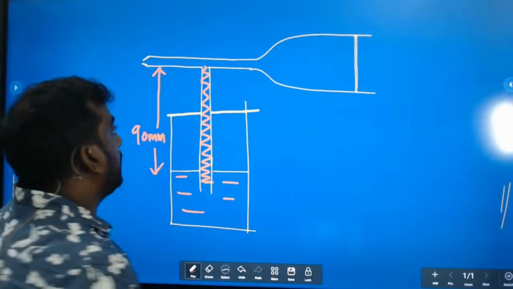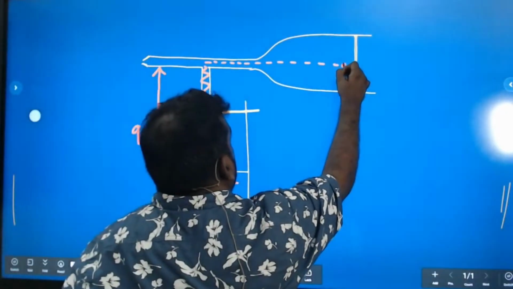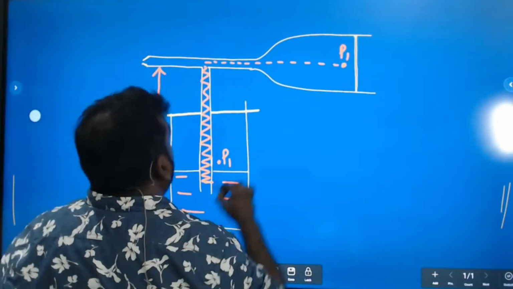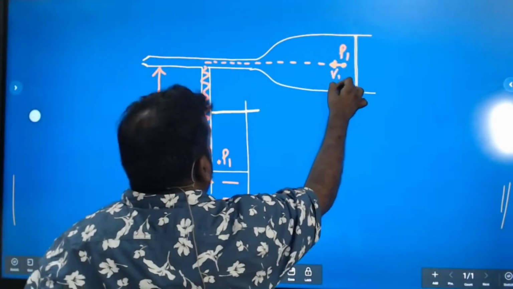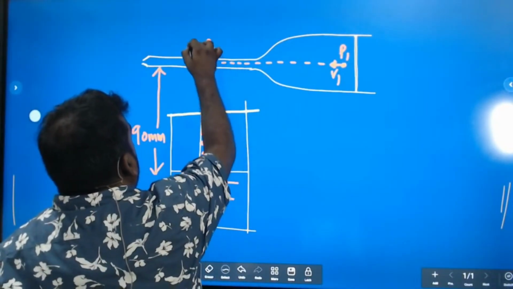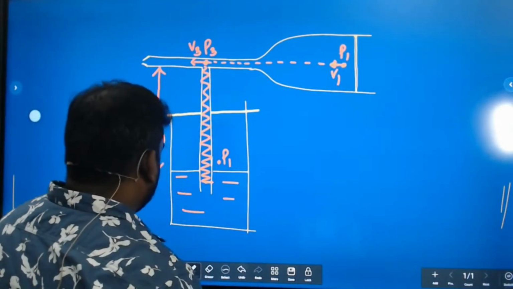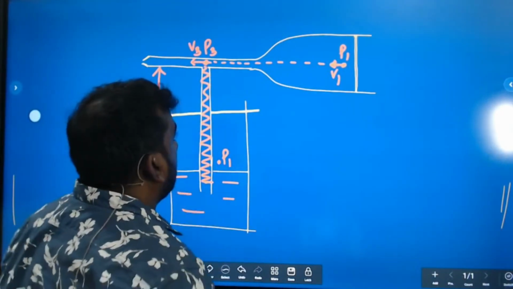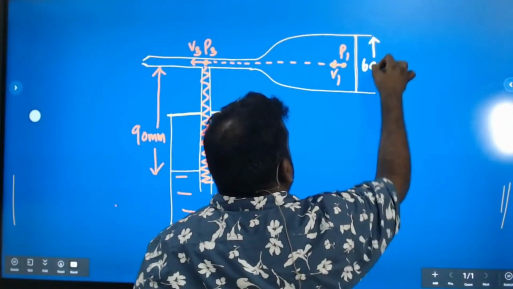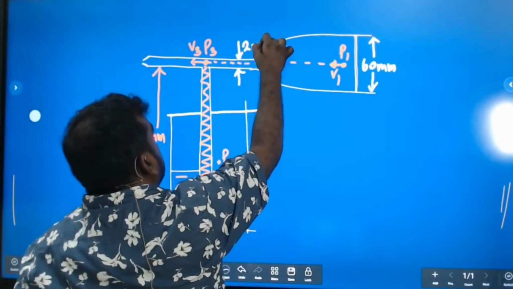So if I consider a streamline up to there, here pressure P1, velocity V1, don't forget, and here pressure P3, velocity V3. Here the diameter is 60 millimeter, and here the diameter is 2 millimeter.